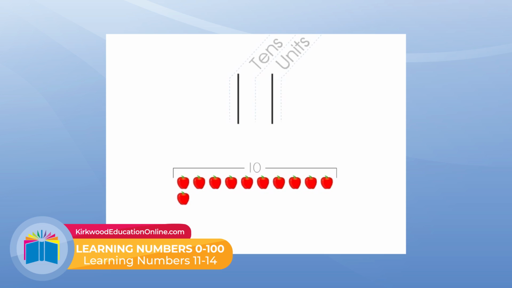Now, we've already learned that numbers are organized. There are units and there's tens. And I want you to notice that architectural line with the 10 shows you that there are 10 things. Let's count them just to make sure. 1, 2, 3, 4, 5, 6, 7, 8, 9, 10. Plus 1, 11. So 11 is 10 and 1.